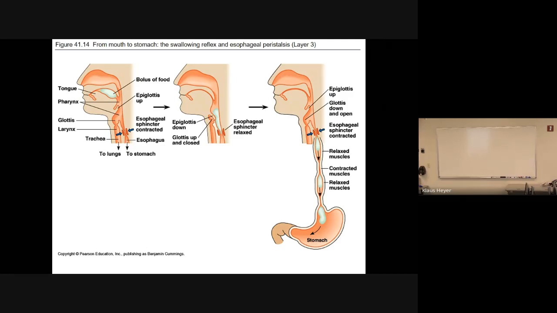So you notice here, they've got these words. They're calling it the esophageal sphincter. I'm not actually concerned about that one. The one that I want to tell you about is not even labeled here. So you have these sphincters throughout your gastrointestinal tract, and I'm only going to want you to know maybe three of them.